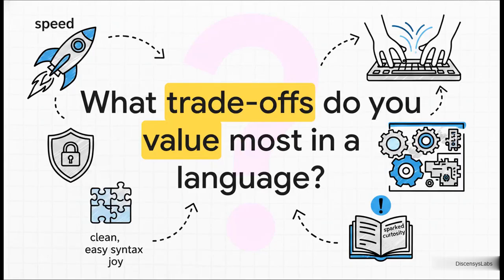So the next time you sit down, fire up your IDE, and start writing code, take just a second to recognize the brilliant, invisible architecture powering every single keystroke. Think about it. What trade-offs do you value most? Are you chasing ultimate speed, ironclad safety, or just the pure joy of a really clean syntax?